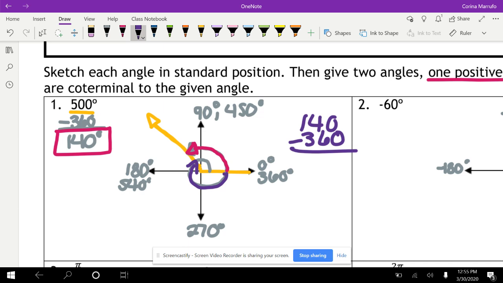And 140 minus 360 gives us negative 220. So negative 220 degrees. And that's it. We answered the question. So really with these problems, you're either adding a rotation or subtracting a rotation. So in this case, because 500 was such a big number and we had already gone one time around, that's why we had to subtract 360.